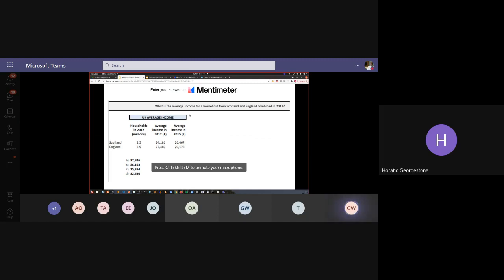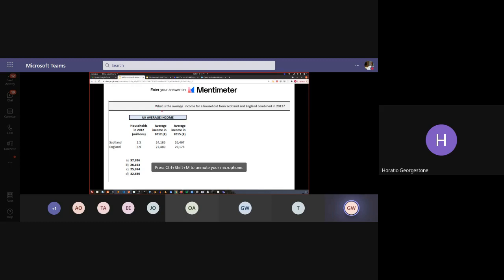Okay, so the correct answer is B, 26,193. So well done. 2 people got that right. 1 person said C, and so C is the answer you get if you just take the mean of these 2 numbers, and that's not the right thing to do in this case, because what we need to do is take a weighted mean. So I'll explain that a bit more in a second, but first of all, let's just have a look at the question.